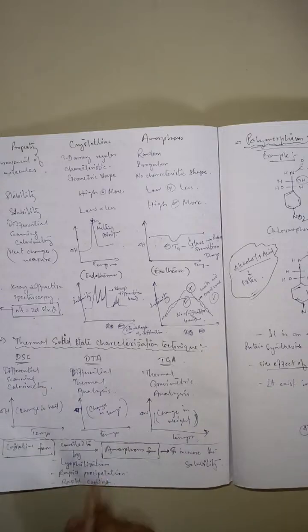They are called lyophilization, rapid precipitation, and rapid cooling. Just remember that. Okay. Next is polymorphism.